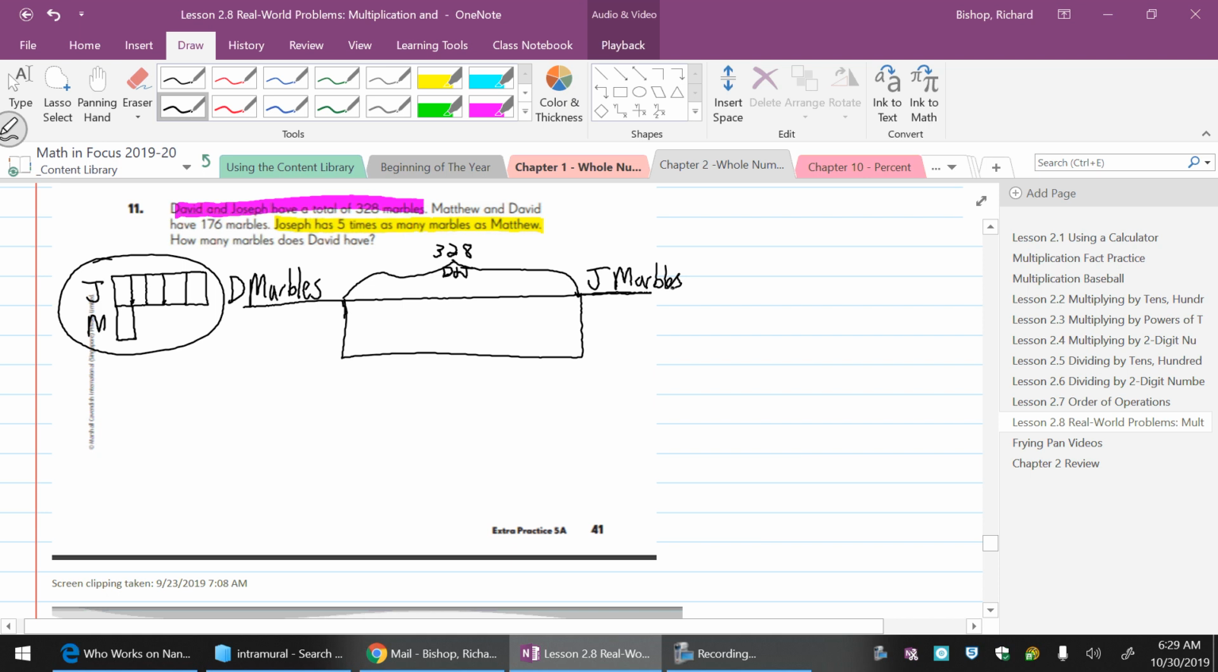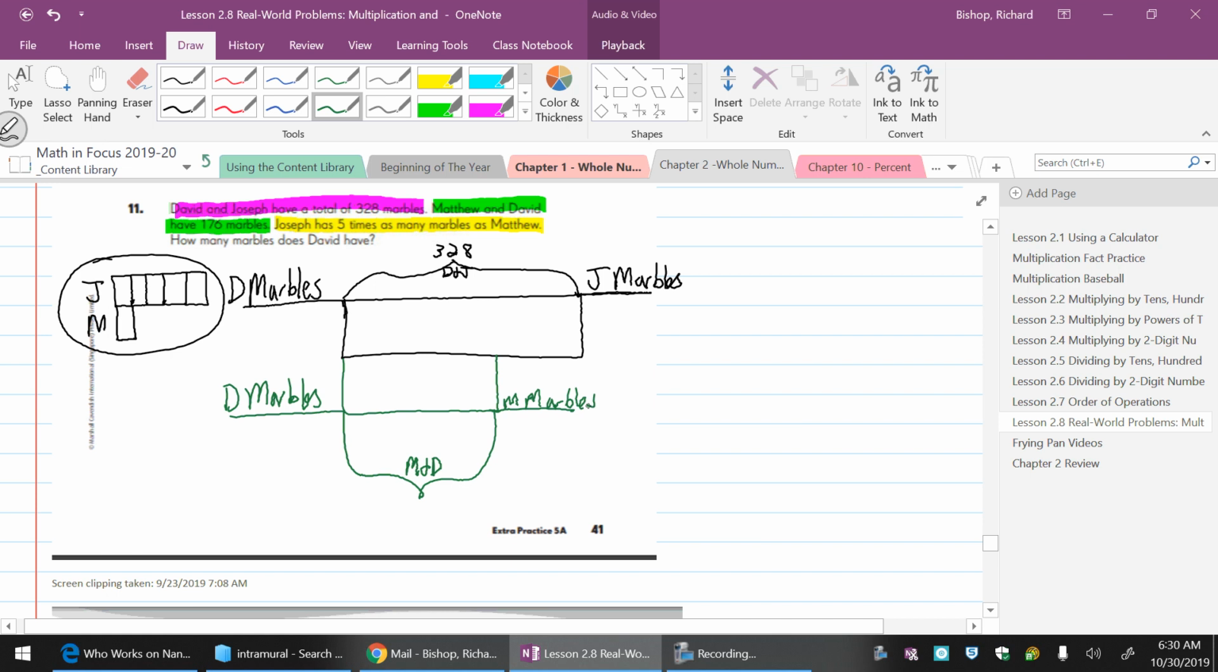Now the next part is that I see that Matthew and David have 176 marbles. So I'm going to come down there and I see that's less than David and Joseph's marbles. So make my frying pan, a little upside down frying pan there. And that's going to be Matthew and David. Over here, we're going to have David's marbles again. Over here, we're going to have Matthew's marbles. So that's 176.